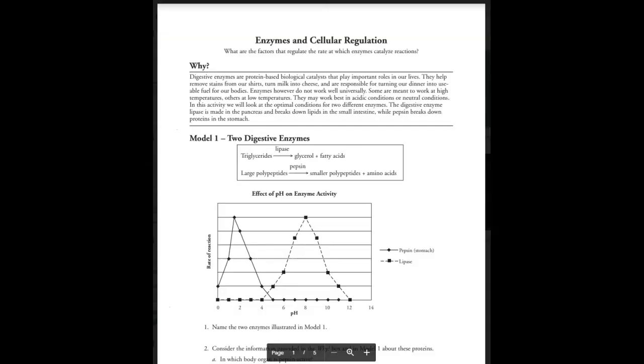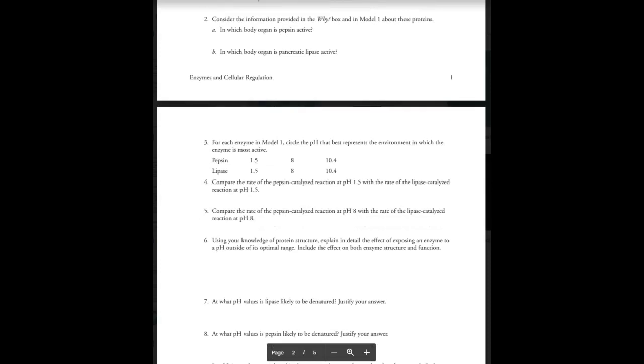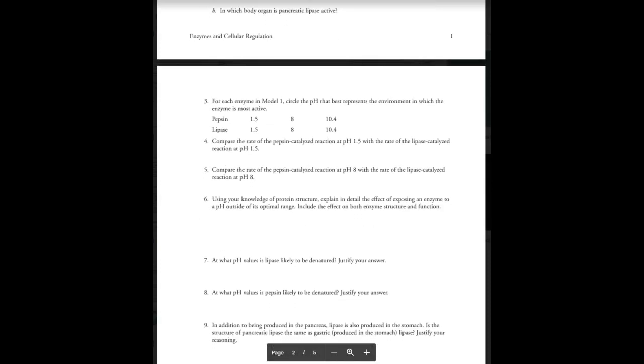All right, so here we go, now going through the enzymes packet. Number 1, this is lipase and pepsin. 2A, pepsin is active in the stomach, and 2B, pancreatic lipase is active in the small intestine. For number 3, we can tell that pepsin is most active at 1.5, because that's where the graph peaks. And lipase is most active at 8, again, because that's where its line on the graph peaks.